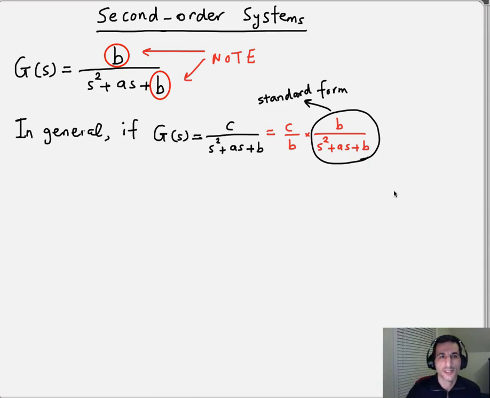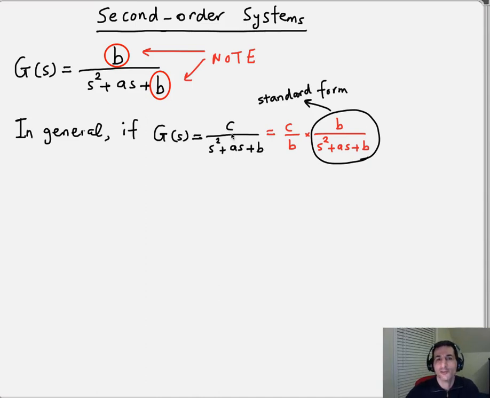So in general, the transfer function of a second order system can be described as what you see here: b over s squared plus as plus b. Just note that I have the same coefficient b here also in the numerator. Even if you do not have that form, where the numerator has the same coefficient b, that's not going to be a problem.